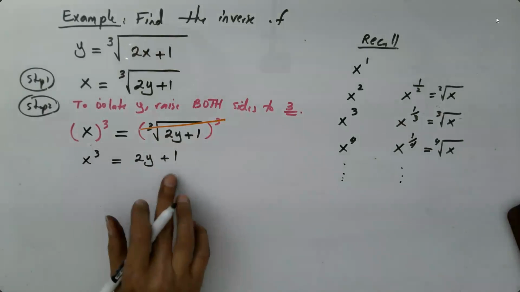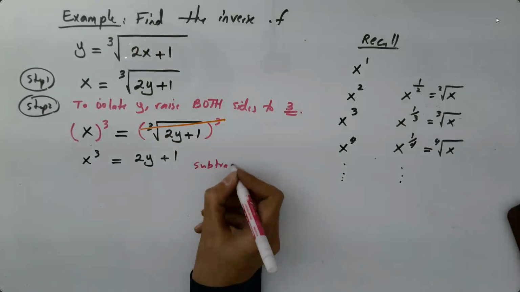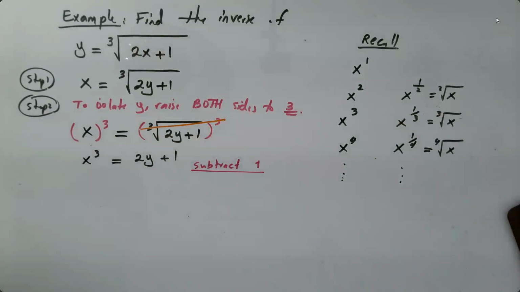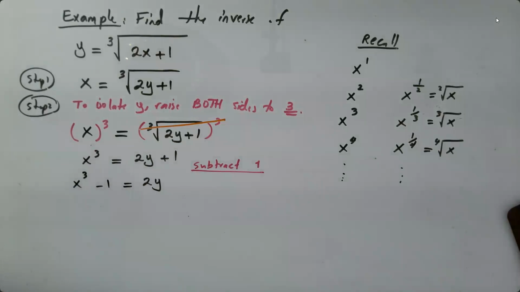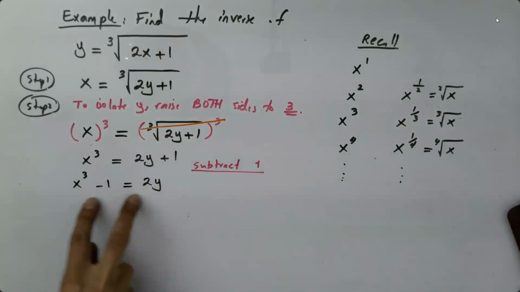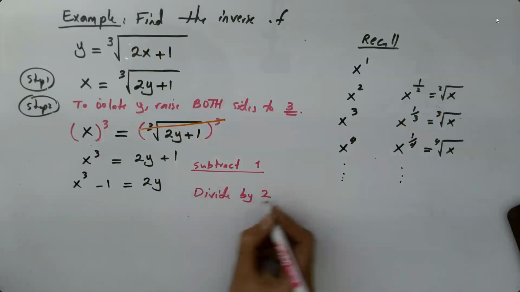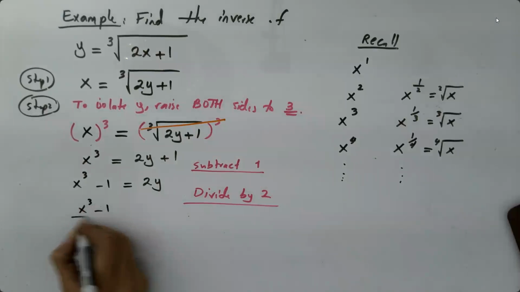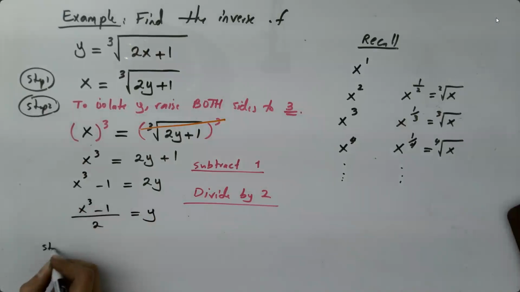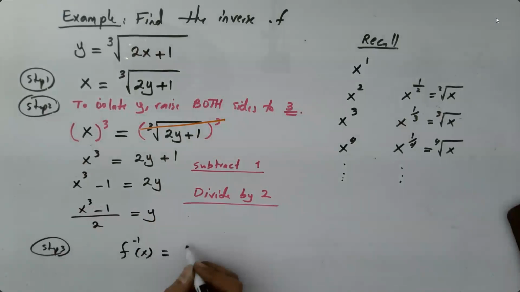Now to isolate y, get rid of the constant 1. Subtract 1. Okay, if I subtract 1, I get x cubed minus 1 equals 2y. Now to get rid of 2, divide by 2. Okay, so let's see. We have x cubed minus 1 divided by 2 equals y, and it's the last step because y is isolated on one side. The inverse of f is x cubed minus 1 divided by 2.